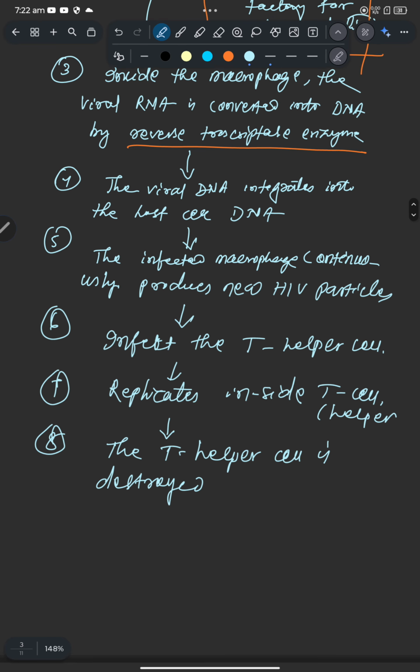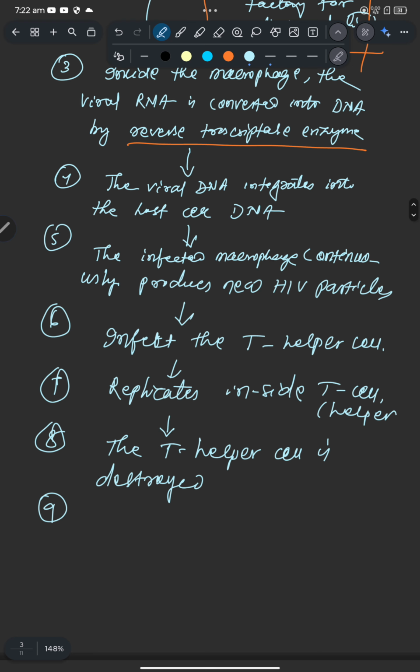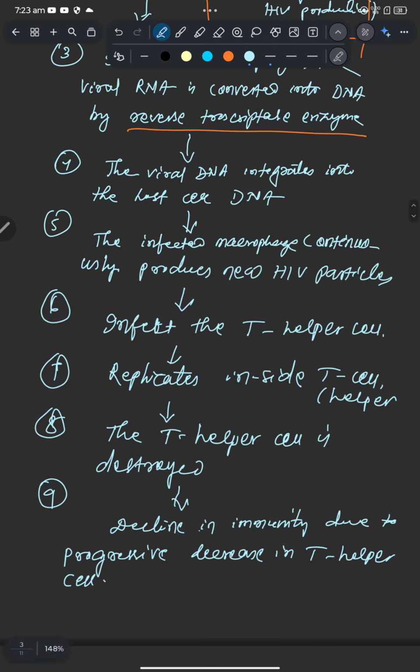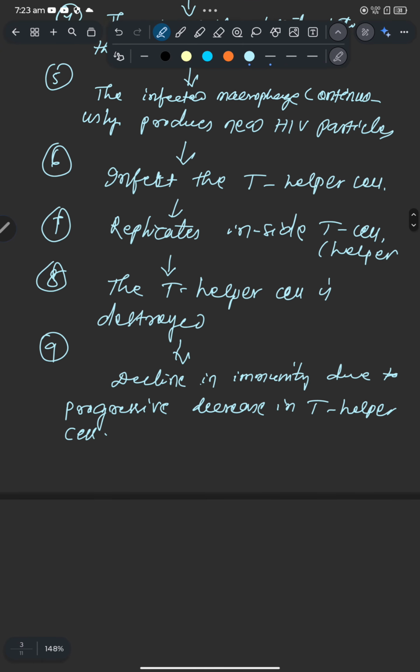Okay, as a result, what happens? Decline in immunity due to what? Progressive decrease in T helper cells. Okay, and the immune system becomes weak. Then now the person is HIV positive.